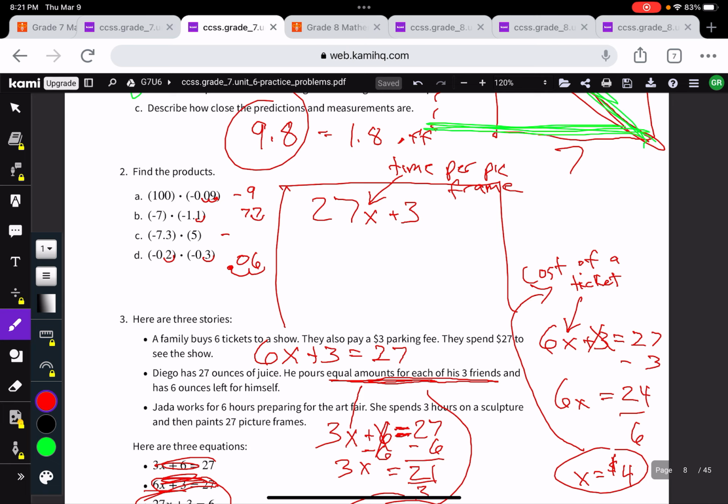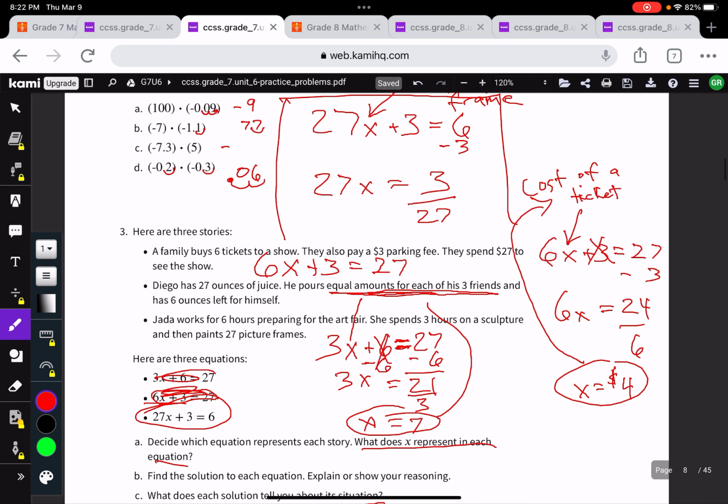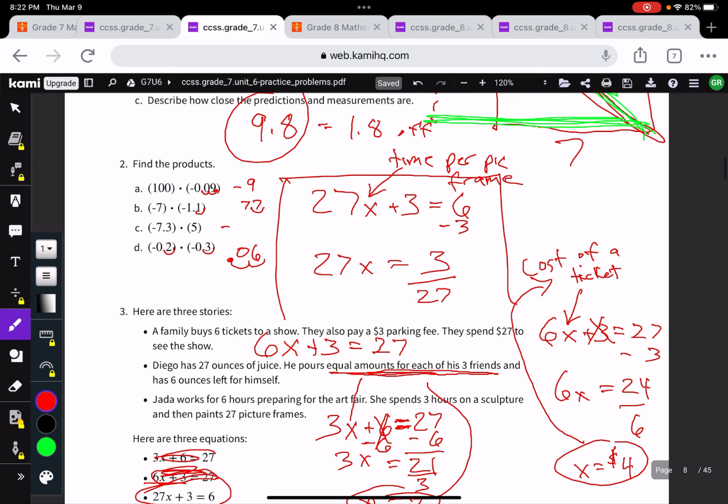So 27 times however long she took for a picture frame, plus the 3 hours, is going to equal the total of 6 hours that she was preparing. She worked for 6 hours. 3 of it was for the sculpture. So if we get rid of the 3, that means 27 picture frames times how much is going to equal the rest of the 3 hours. Well, guess what? If I split that 3 hours among 27 picture frames, that means there's 2 ways you can do this. One, just leave it like that.